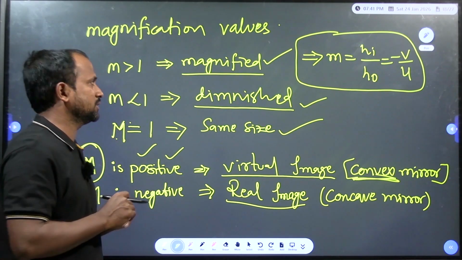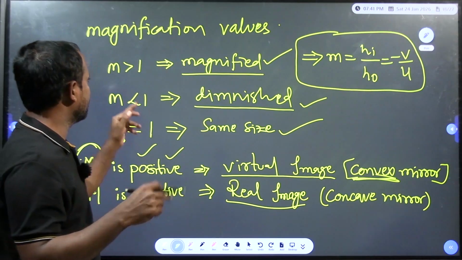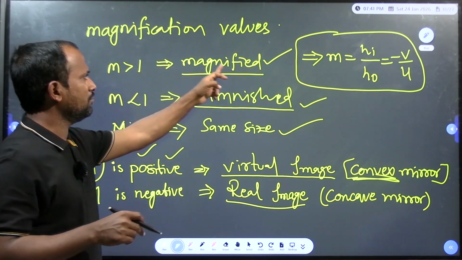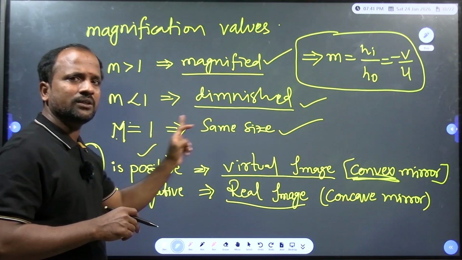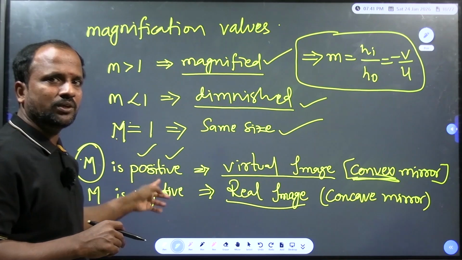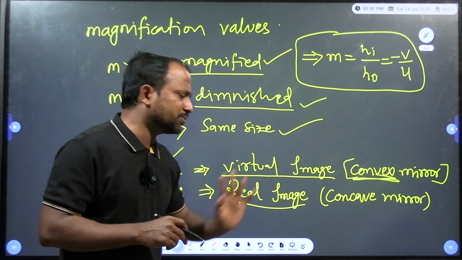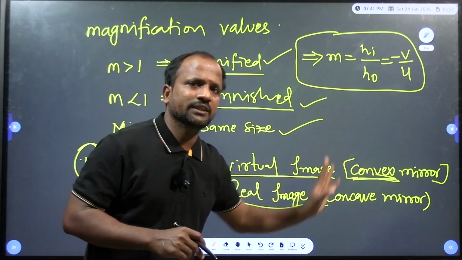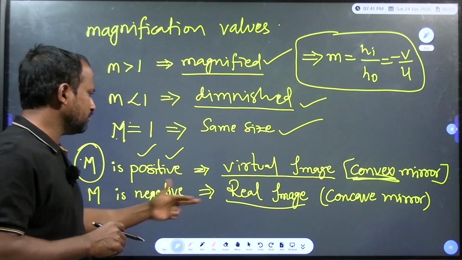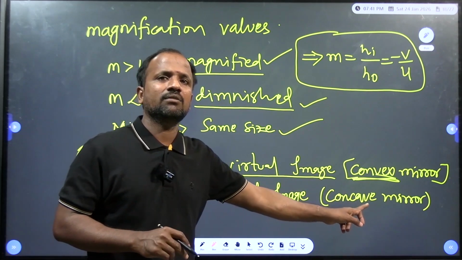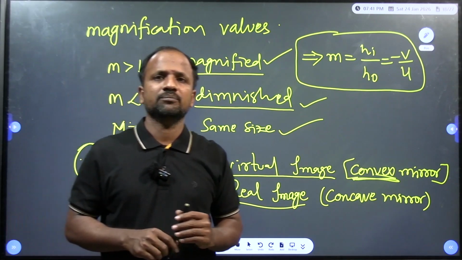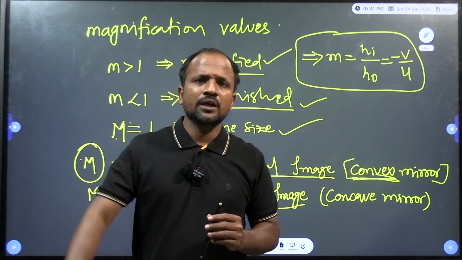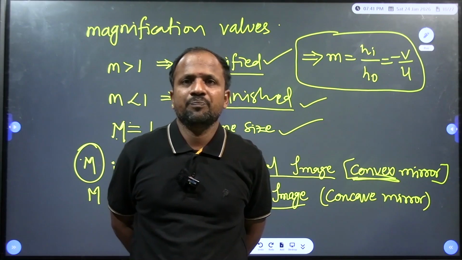Very important concepts, so once again I will revise them. M greater than 1, magnified image. M less than 1, diminished image. M equal to 1, same size image. If M is positive, virtual image, and it is a convex mirror. If M is negative, it is a real image, and we are using a concave mirror. So these are the important concepts.